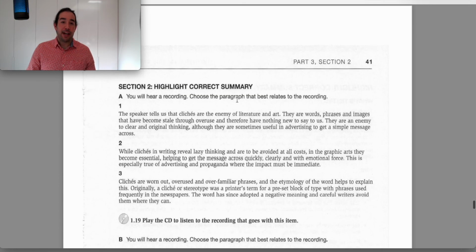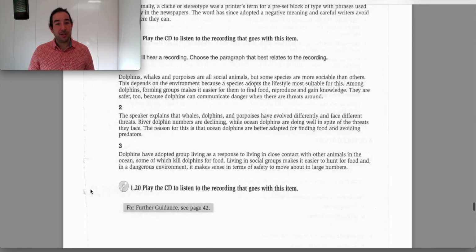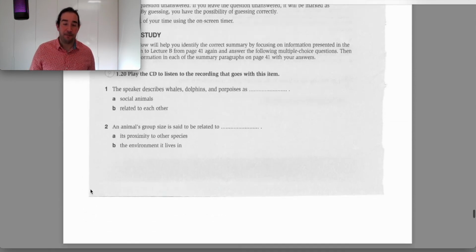Then we've got highlighting the correct summary, and this is an example of listening and reading getting together, because now you have to look at these three summaries, have a quick read, listen to an audio file, and decide which of these summaries relates best to that audio file. Which one has, let's say, the closest match. This is one that students tend to have trouble with, so be careful with this one.